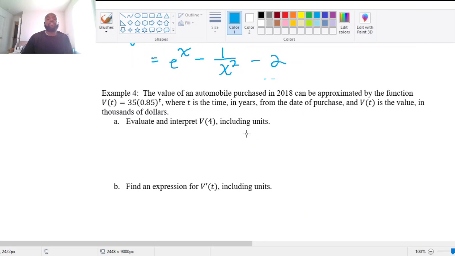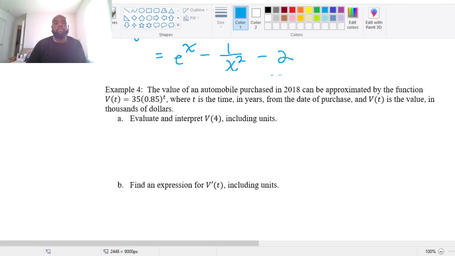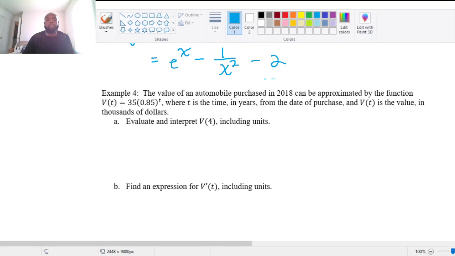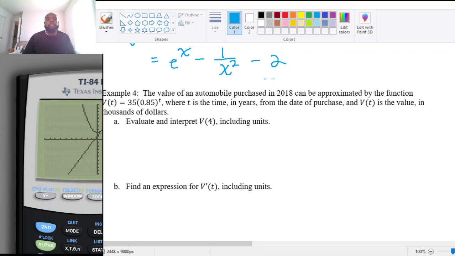All right, it says the value of an automobile purchased... Give me 1 second. I'm not prepared apparently.